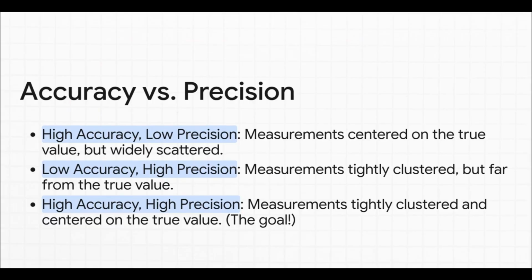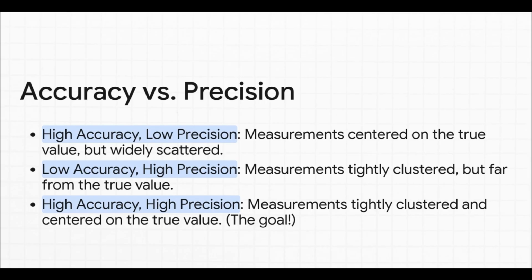But here's where people get tripped up, because accuracy is not the same as precision. The classic way to think about this is a dartboard. Imagine you throw a bunch of darts. If you have high accuracy but low precision, your darts are all over the place, but they're scattered around the bullseye. Your average is good, but you're inconsistent.